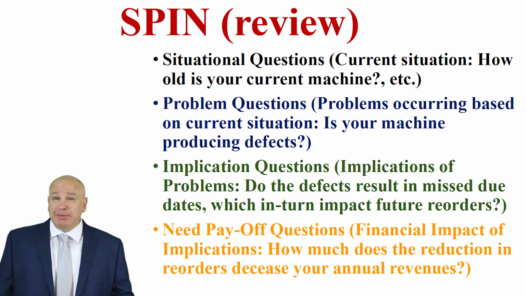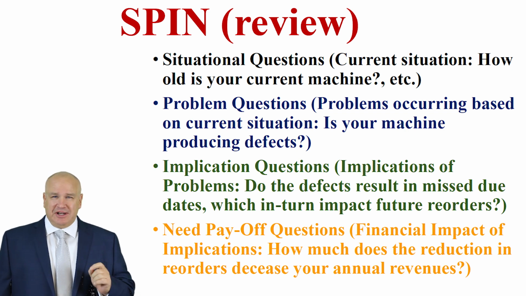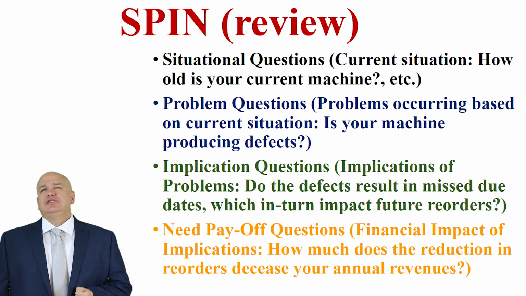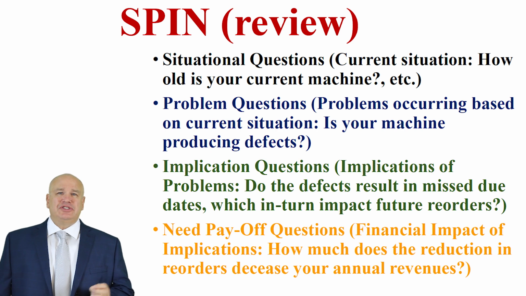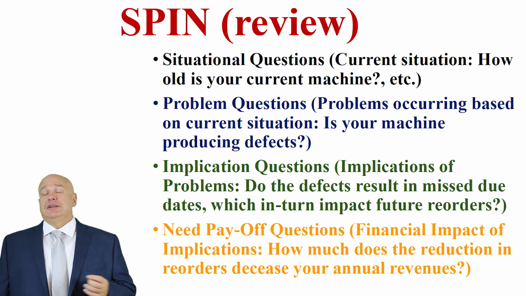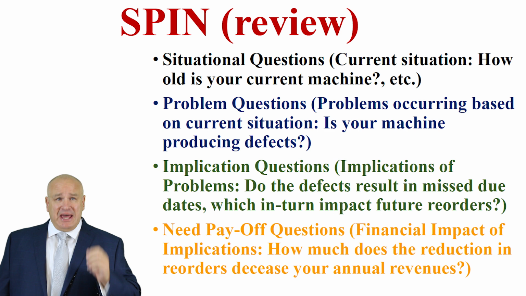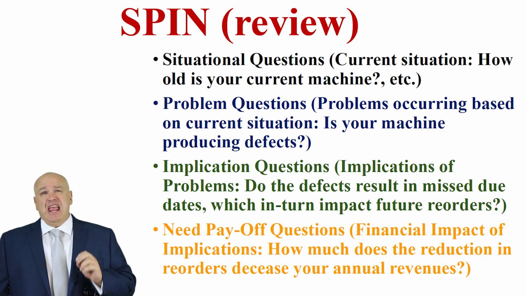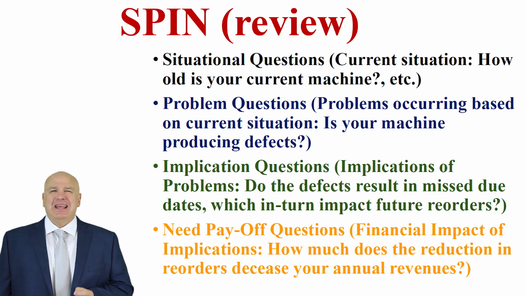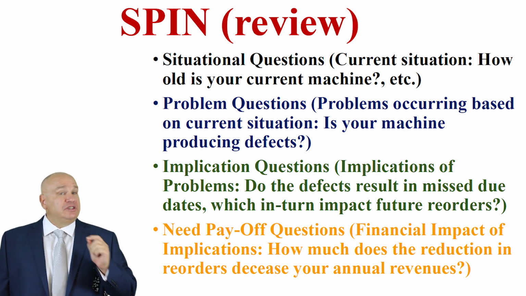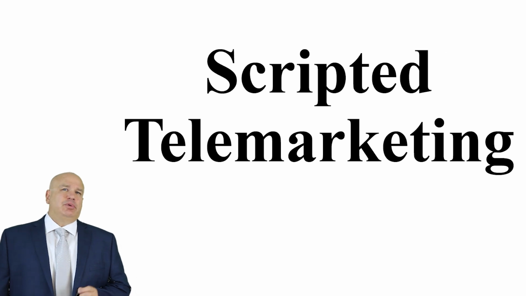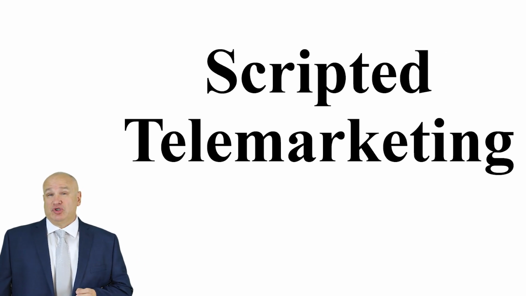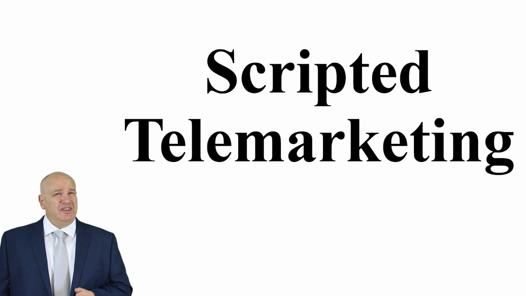An example of a problem question based on the situation that the customer machine is old would be, is your machine producing defects? A corresponding implication question might be, do the defects result in missed due dates, which in turn impact future reorders? And a corresponding need payoff question might be, how much does the reduction in reorders decrease your annual revenue? Both FAB and SPIN are part of the presentation and information gathering portion of the sales cycle and are not part of the introductory phase of the sales cycle.